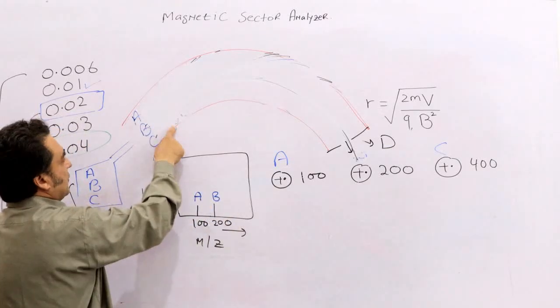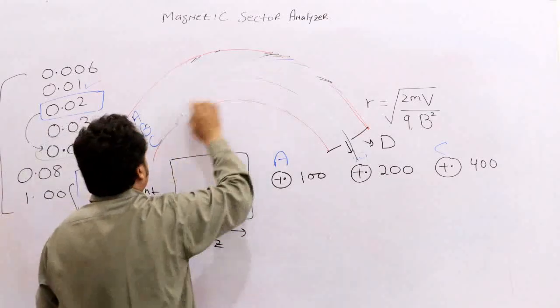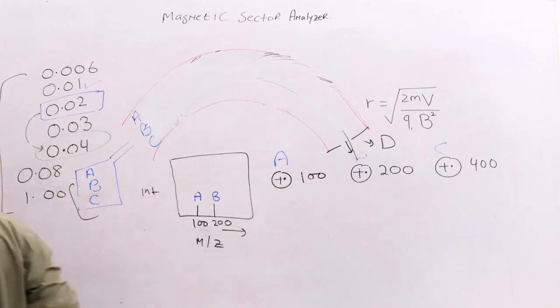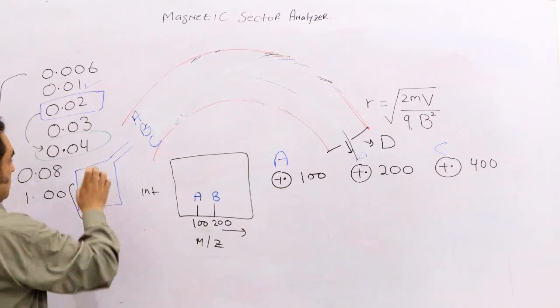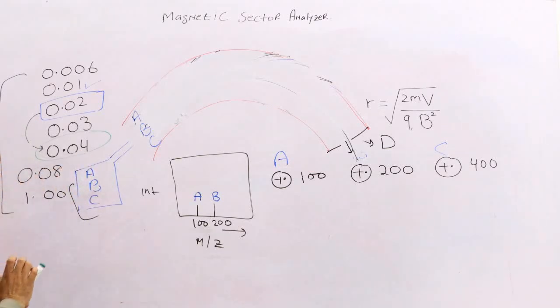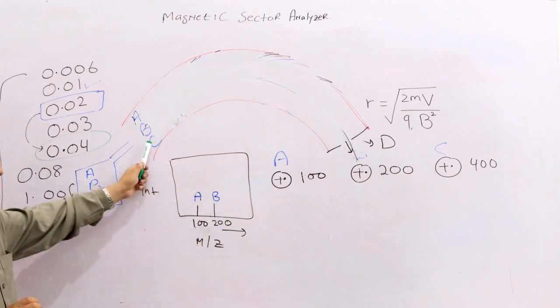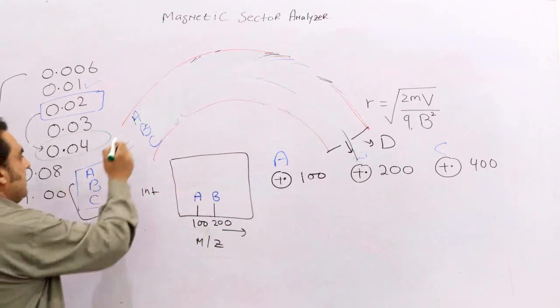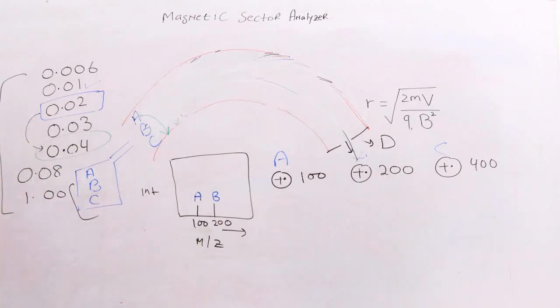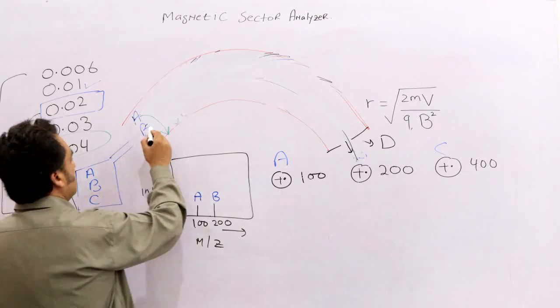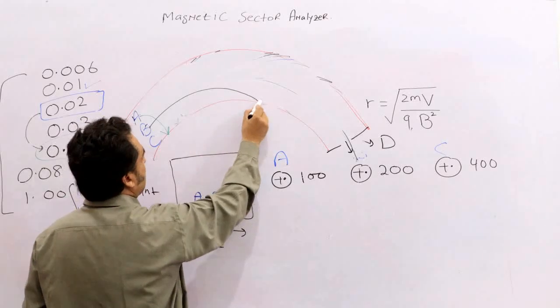The A was destroyed and the C was destroyed, but the B went through, and now you came to the 0.08. Now what will happen? Now this is too much magnetic field for all of them, for A and B especially. A will be just destroyed here. Suppose here the B, because it's very big, so the B might be destroyed here.